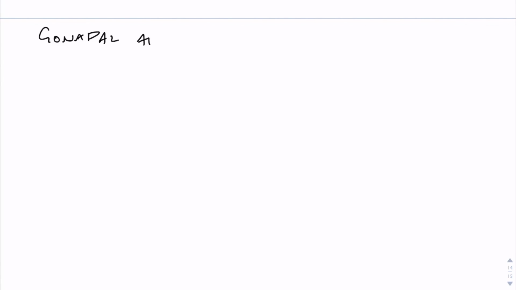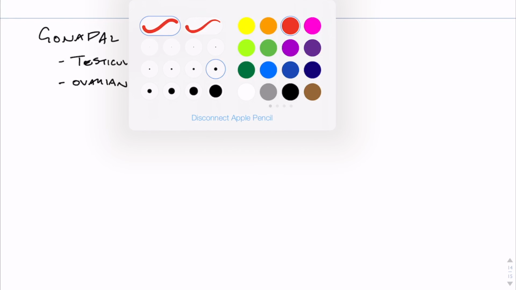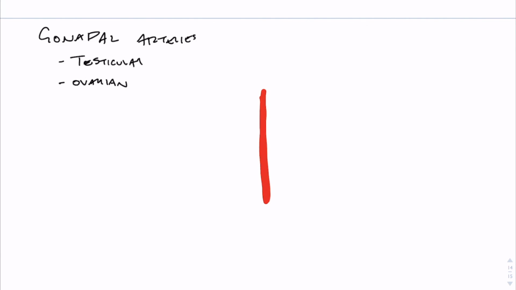All right, so here's another little detail, something Mark likes to do on these traces. So if you can remember, we had the gonadal arteries, which were the testicular and ovarian. So what I'm going to do here, I'm just going to draw the abdominal aorta, and I'm going to draw those two arteries coming off. So there's our gonadal arteries.